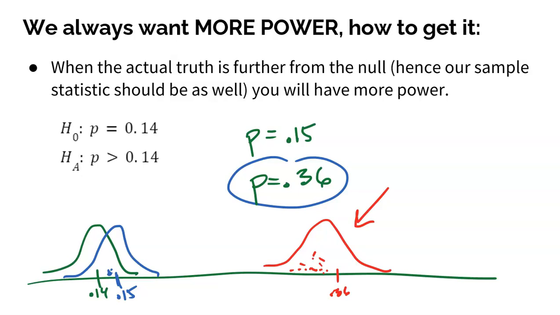Now, let me just quickly say here, if the alternative was less than, then I'm looking for something like 1, 2, 3, 4%, way less than 14%. That's again going to give me more power. So it obviously does depend on the direction of your alternative.